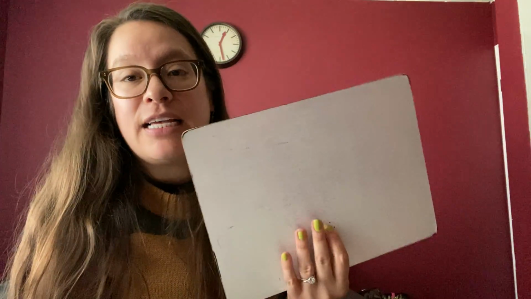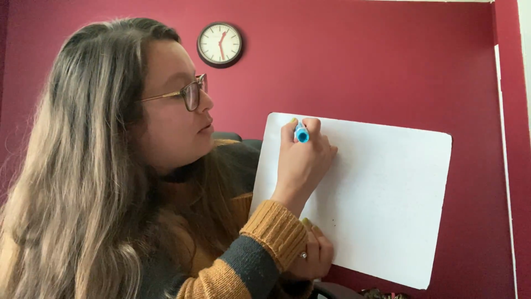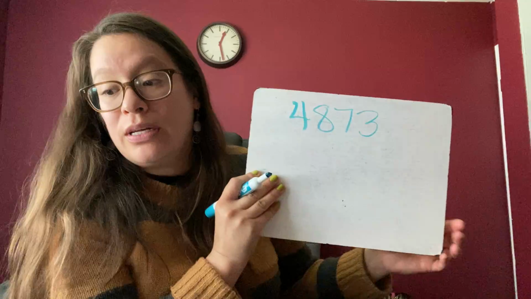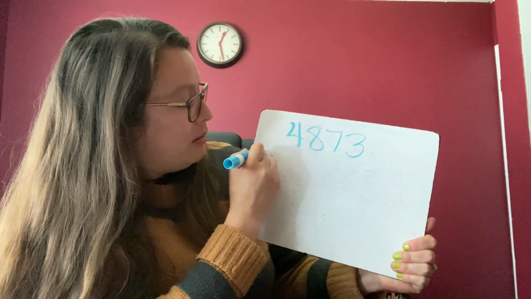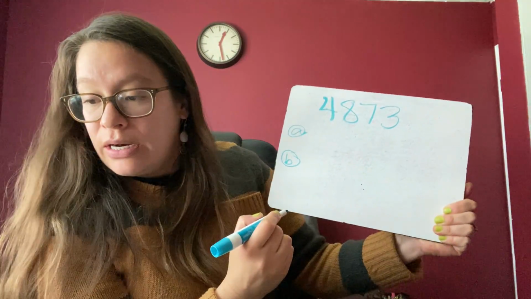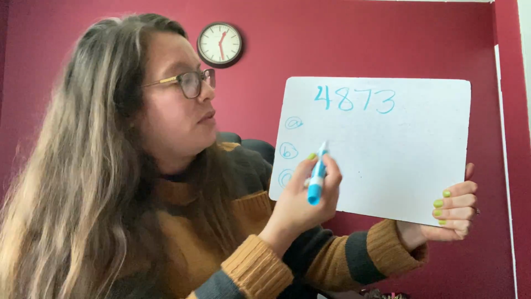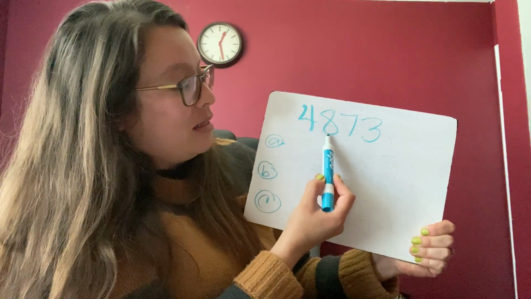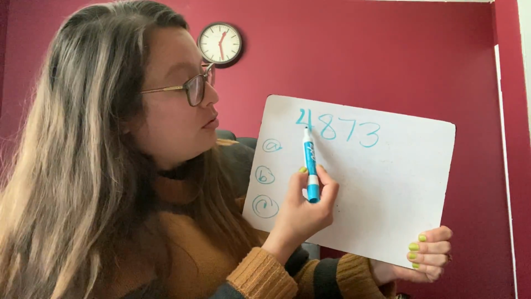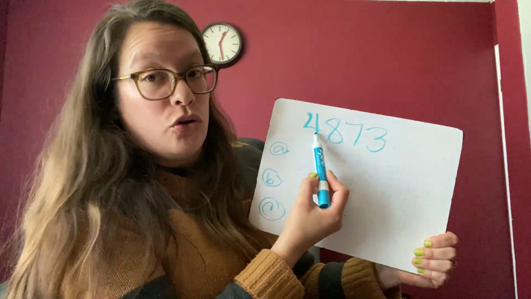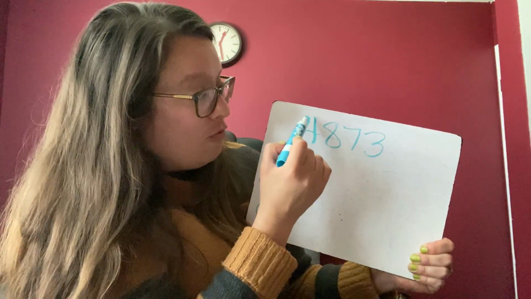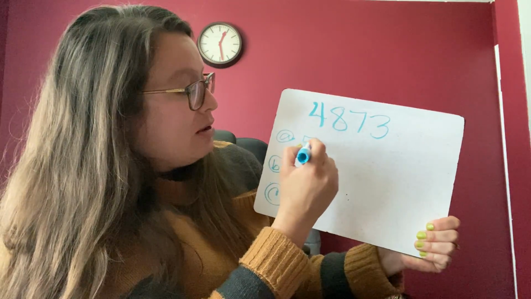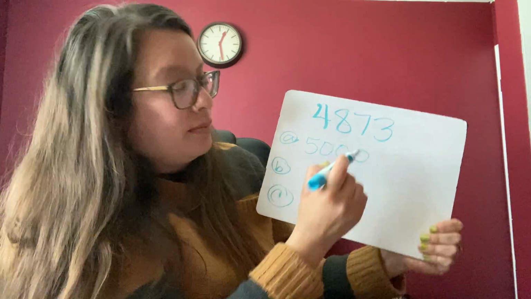Number 8, we did this last week. Round 4,873 to the nearest 1,000. Remember, we're looking at the thousands place, but we look at the next number. If it's 5 or higher, this goes up to 5,000. If it's 4 or lower, then it stays at 4,000, right? So this is an 8. That means that the nearest 1,000 would be 5,000.